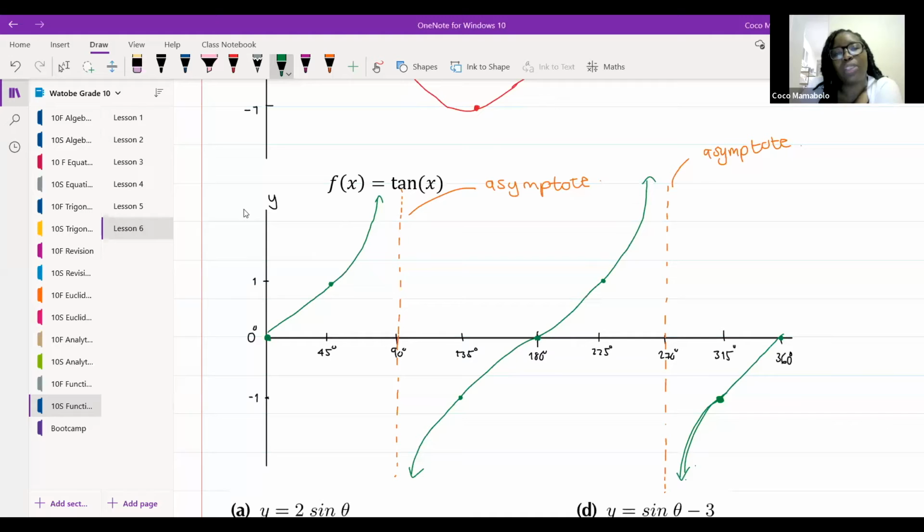Remember, the same with the hyperbola. There are lines that we can't touch on the hyperbola. It's the same thing. Oh, I see. Okay, thank you, ma'am. All right.